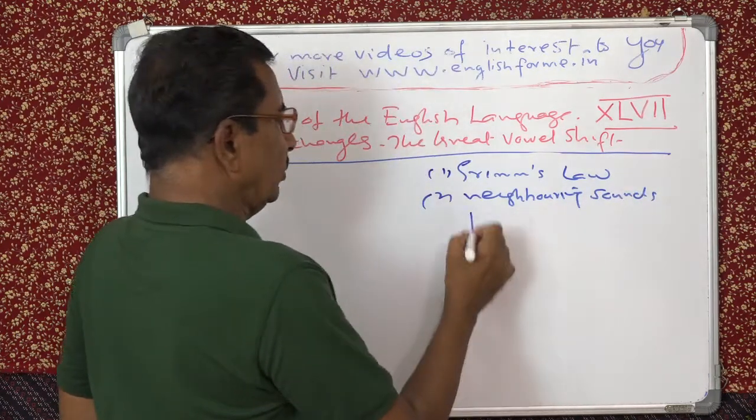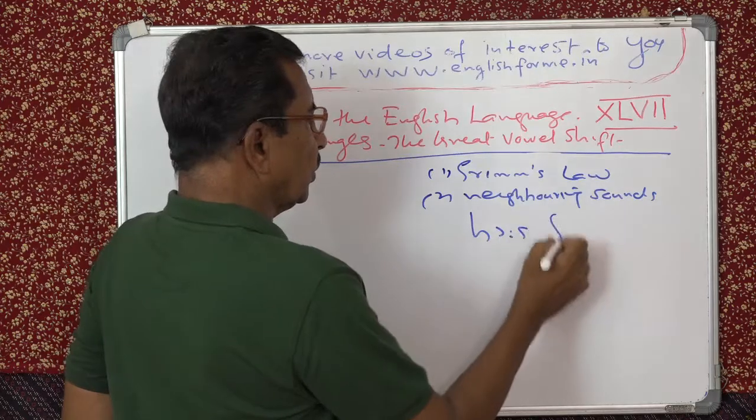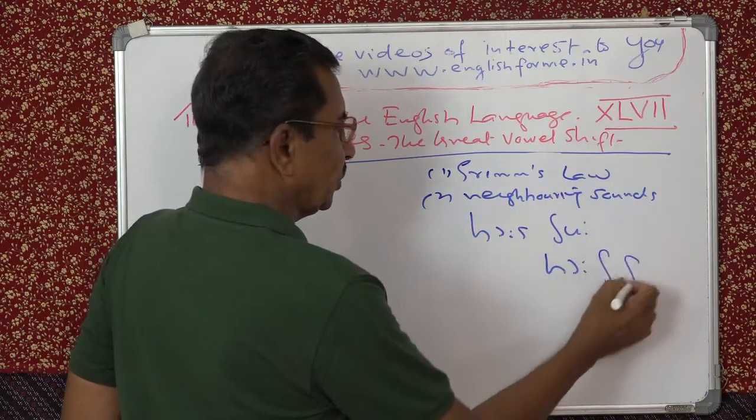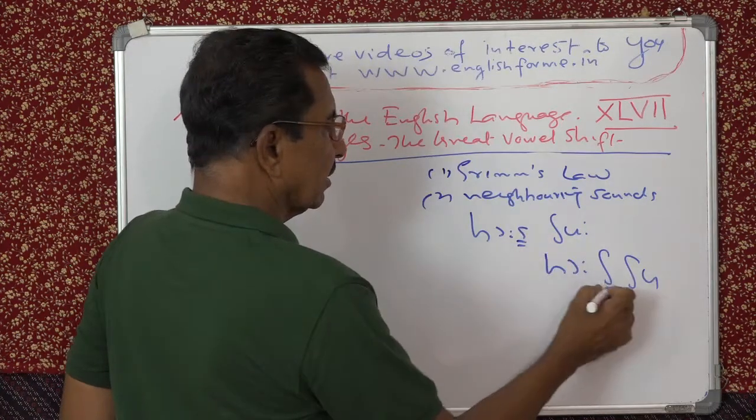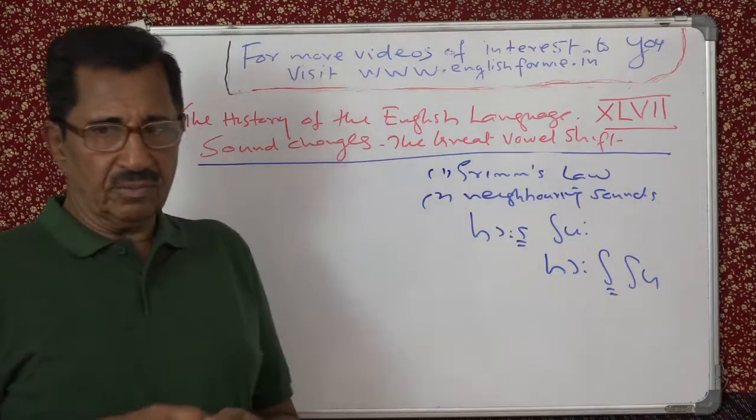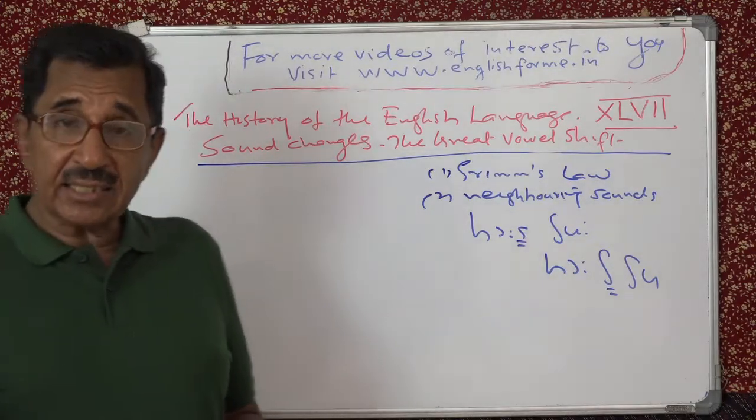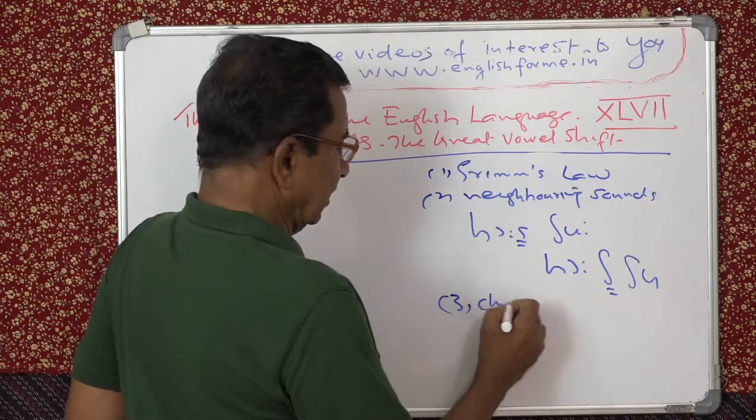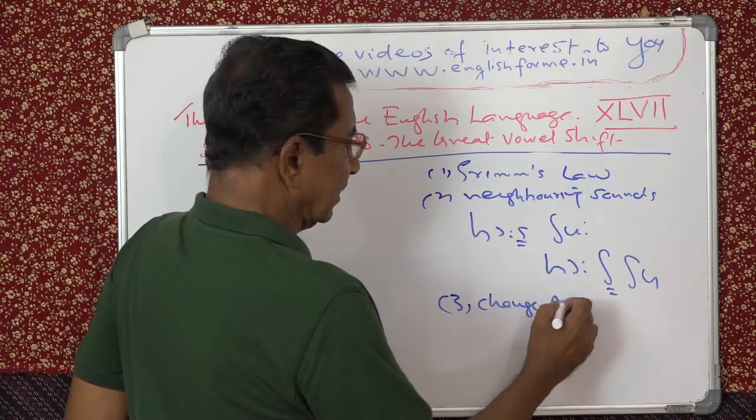You have horse shoe, assimilation, no? That becomes horseshoe. See the change here. That is because of the neighboring sound. And the third is a change in accent pattern, a change in accent.